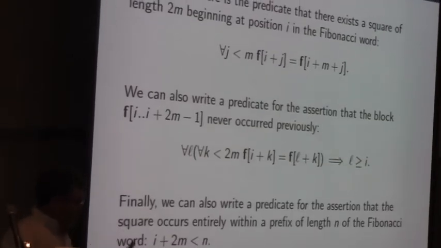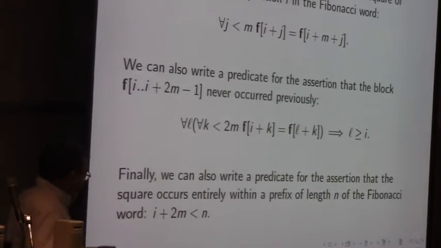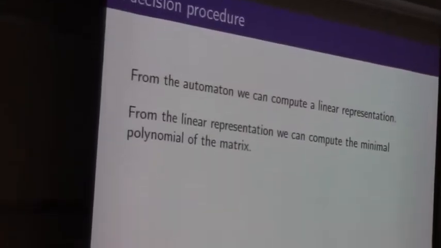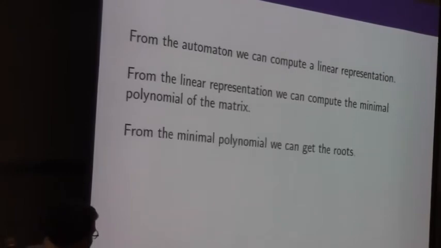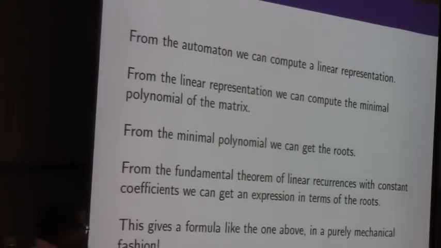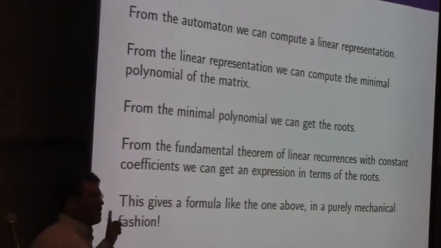And finally, you can write down a predicate that says this block occurs entirely within the nth Fibonacci word, namely i plus 2m is less than or equal to n. You put all those predicates together, you get the linear representation. From the linear representation, you find a minimal polynomial for the matrices. From the minimal polynomial, you get the roots. From the roots, by the fundamental theorem of linear recurrences, you get an expression in terms of the roots, and that gives the same formula that we corrected that was in the paper of Frankel and Simpson.